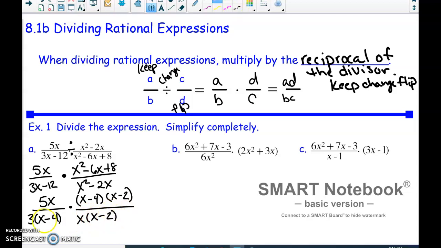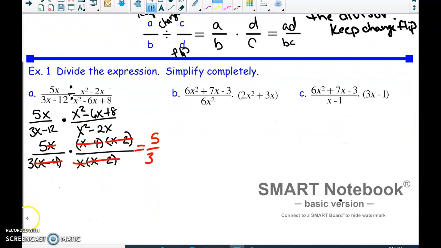Cross out what we have that are the same. So I'm going to cross out that x minus 4, x minus 4. I'm going to cross out an x minus 2 and x minus 2. And then I'm going to cross out these x's right here. And I am left with 5 over 3.